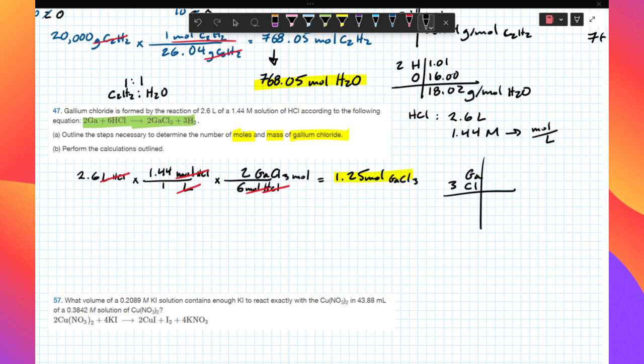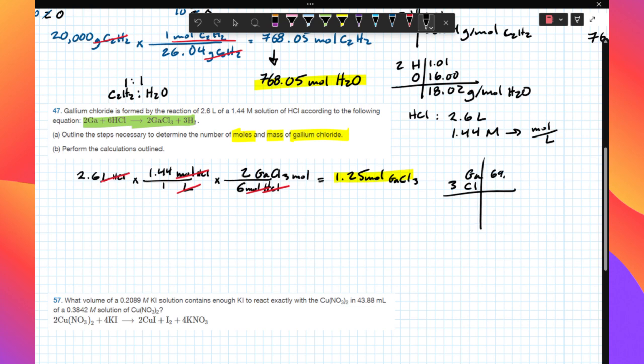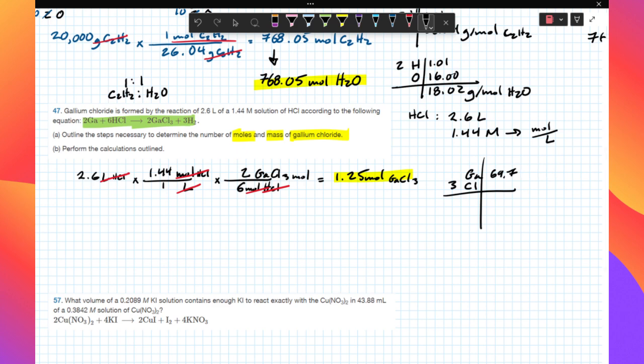Gallium has an atomic mass of 69.7 grams per mole, while chlorine has a mass of 35.45 grams per mole. Add those up, we've got 69.7 plus the quantity 3 times 35.45, which gives us a molecular mass of 176.05 grams per mole for gallium chloride.